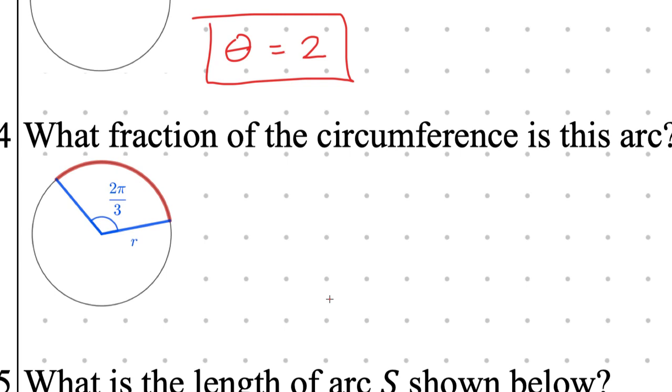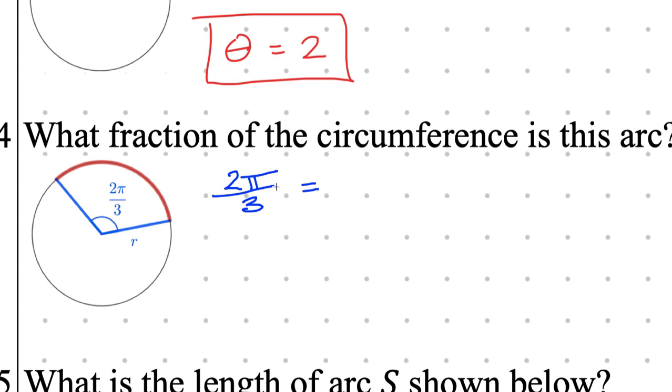What fraction of the circumference is this arc? That's an interesting question, Sergio. 2 pi over 3 is the angle, which equals theta over 2.